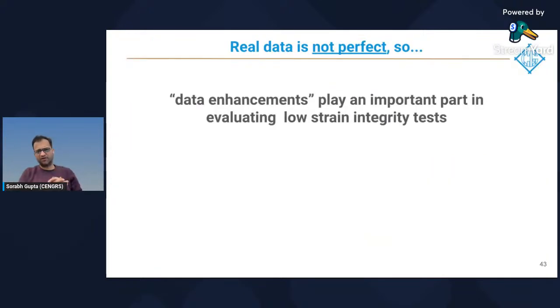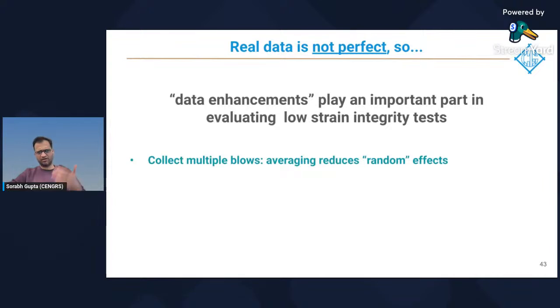So I want to delve into, you remember how I showed you some perfect looking PIT data, but if you actually go out to site and do some tests, you will very rarely get these beautiful looking graphs which are easy to interpret, because real data is not perfect, real piles are not perfect. Typically, we are not dealing with beautiful, uniform, consistent piles in uniform soil conditions. So data enhancements, which happen in the office when you bring the data back, play a very important part in evaluating the low strain integrity tests.